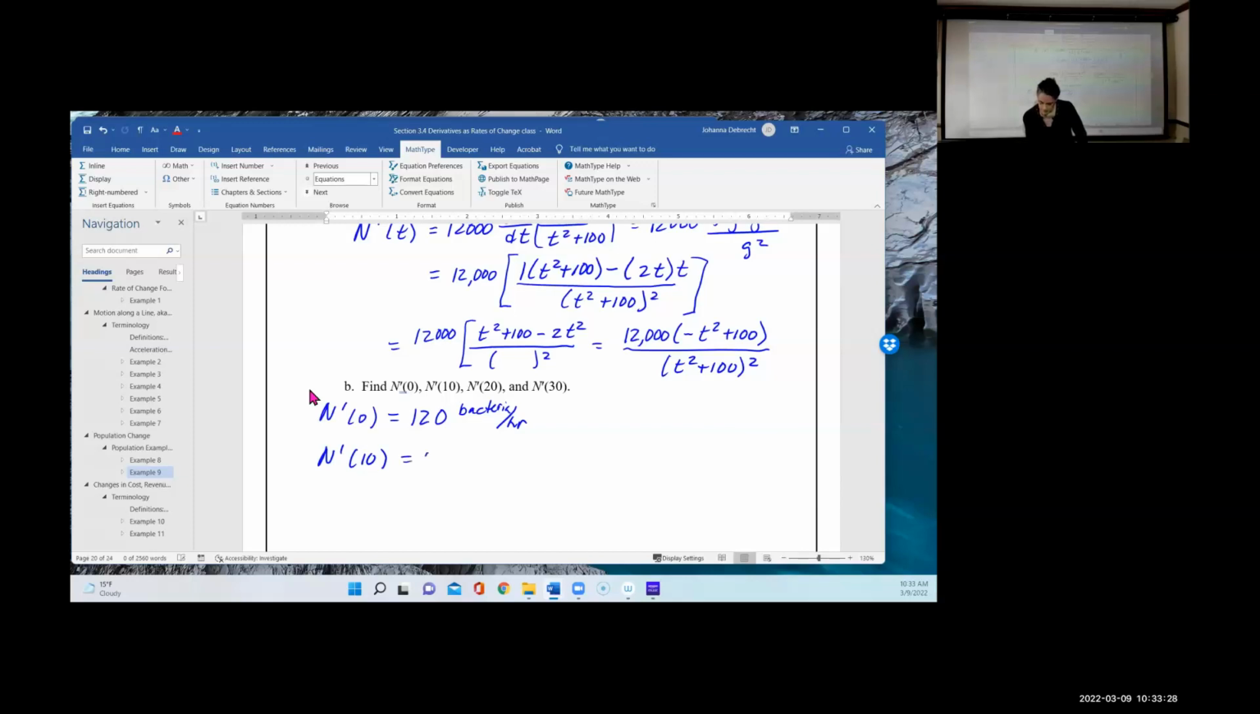0 bacteria per hour. N prime of 20 turns out to be a negative 14.4 bacteria per hour. And N prime of 30 is a negative 9.6 bacteria per hour.